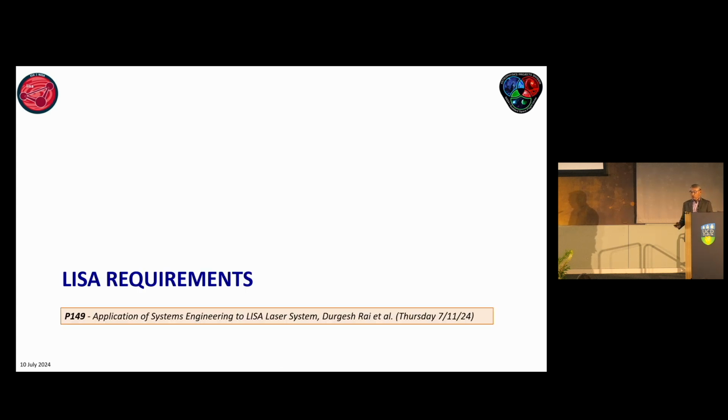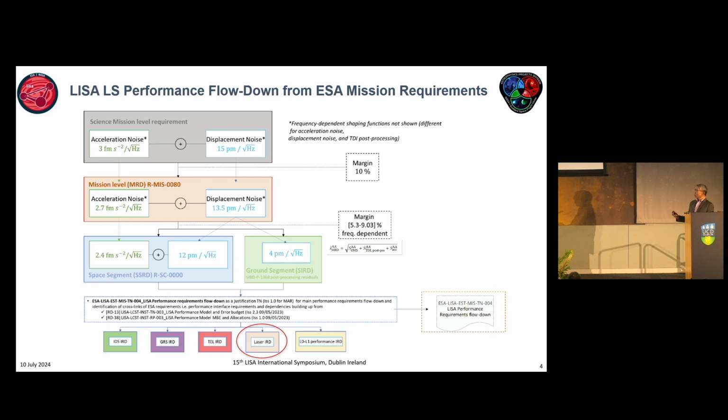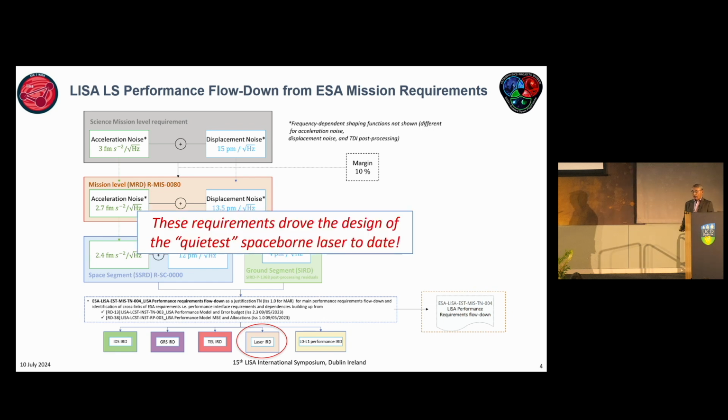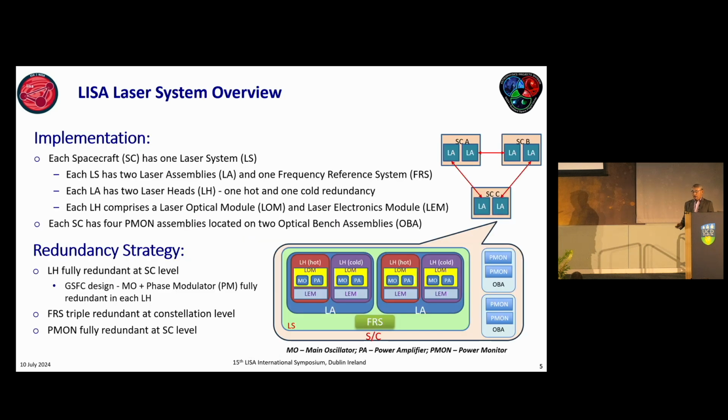The laser requirements: there's a poster tomorrow that talks about the systems engineering approach on NASA's side and how we deal with the large amount of requirements flowing down through the science and the mission level. This is also how the science, mission, and space segment requirements flow down to the laser IRD that captures all of the laser system requirements that we use for our design. And these requirements drove the design of one of the quietest spaceborne lasers to date.